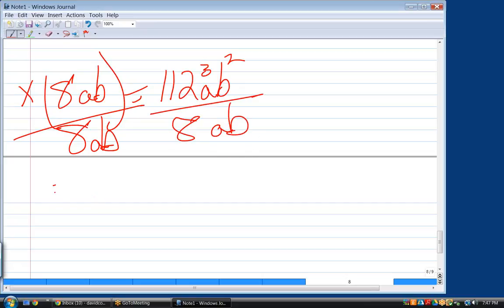Okay, what's that leave on the left side? x. That's what we're trying to solve for. What's 112 divided by 8? I do not know, I have to look. 14. 8 goes into 112 10 times with a remainder of 32. 8 goes into 32 4 times.